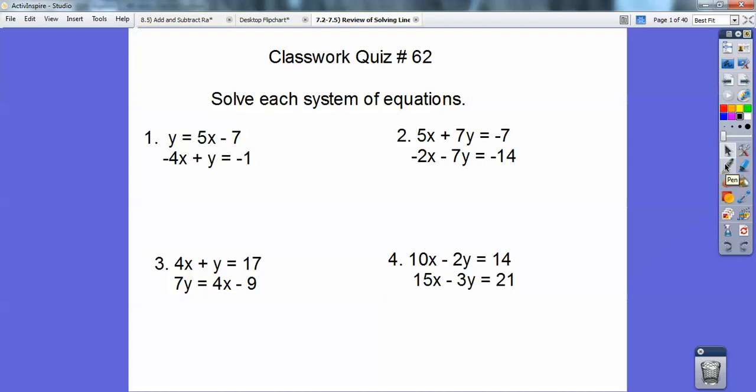Hey everybody, this is George Costanza, and this is a review of solving systems of linear equations. So in my book, it's sections 7.2 to 7.5.